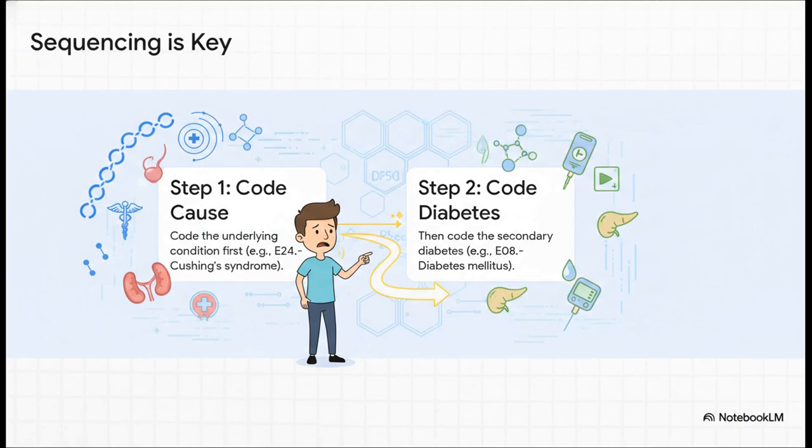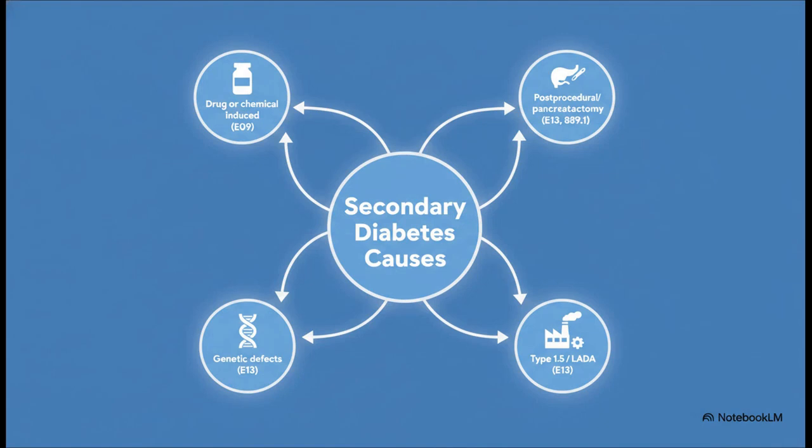This sequencing here is everything. It's not a suggestion, it's the rule. You always code the underlying condition first. So for Charles, you'd assign the code for Cushing syndrome, and then you'd assign the E08 code for the diabetes that resulted from it. It's always cause first, manifestation second. And that cause first rule applies to all kinds of secondary diabetes, whether it's caused by a drug, a procedure like having the pancreas removed, or a genetic issue.